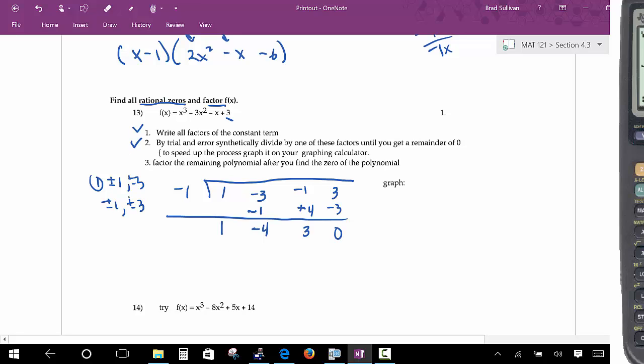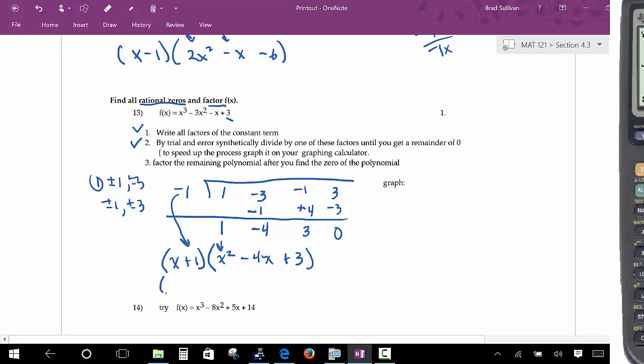So now what you have is this will factor. So this basically is x squared minus 4x plus 3. And that is a factor, and so is this. Now see, this one, that 0 we found, we would say x plus 1, because it's always minus that number, like that, okay?